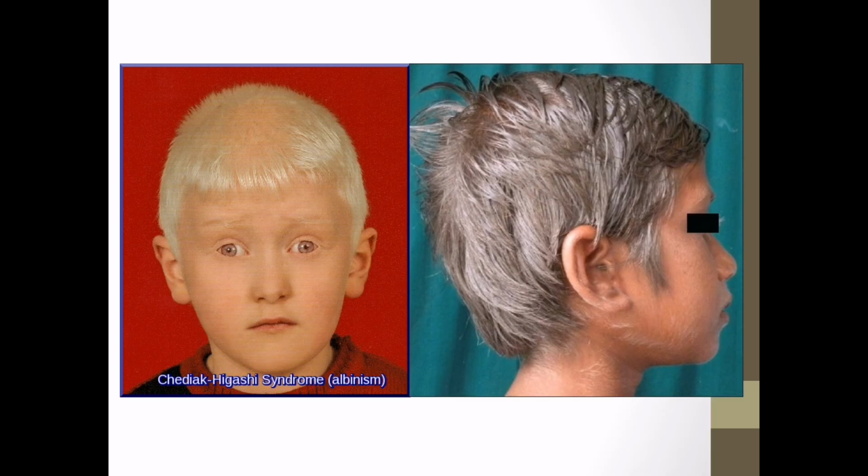The second disease is Chediak-Higashi syndrome. In Chediak-Higashi syndrome, there is a problem in the lysosome. The lysosome itself is abnormal. The patient has immunodeficiency and always has oculocutaneous albinism.